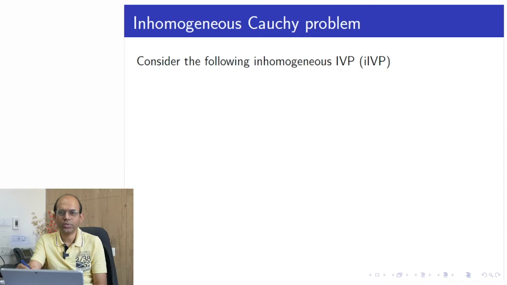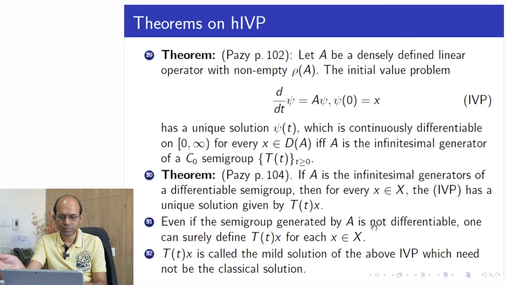Welcome. Today we are going to see the inhomogeneous initial value problem. In the earlier lecture, we have seen the homogeneous initial value problem. We have stated a couple of theorems also for that. We have also discussed the Hille-Yosida theorem, which lists necessary and sufficient conditions for the operator A to be the infinitesimal generator of a C0 semigroup.